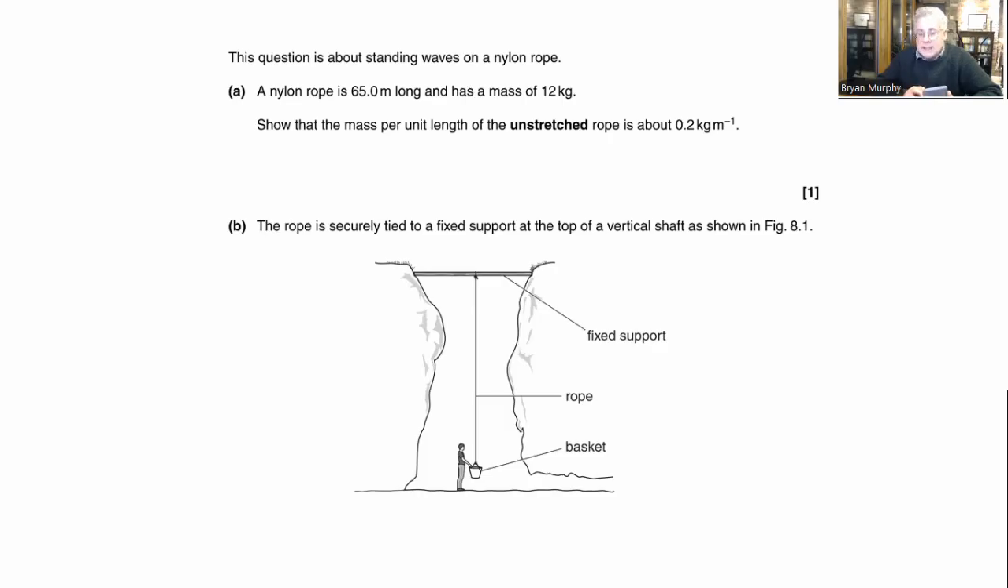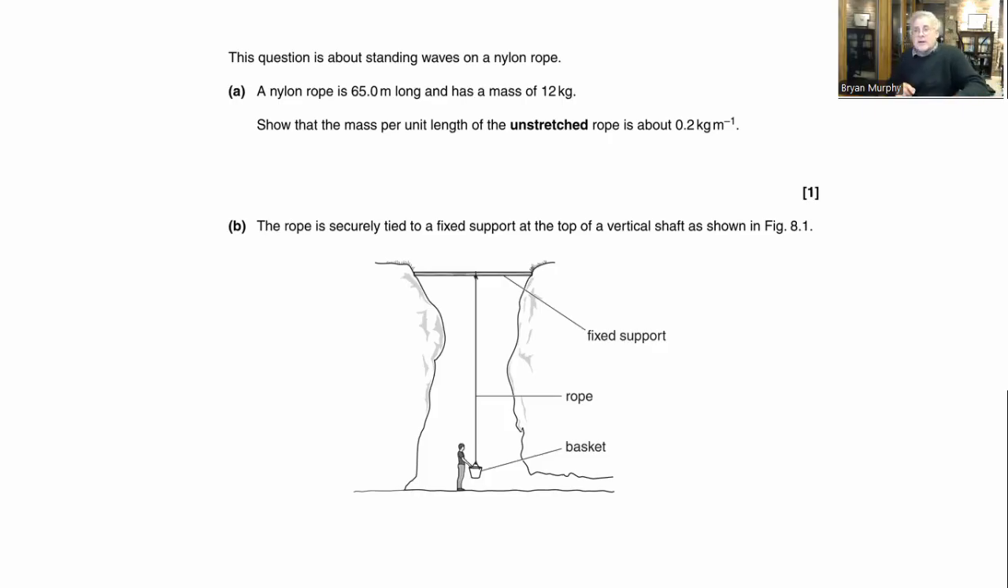So what's the mass per unit length? 12 divided by 65 is 0.18. So I would write, if it was worth more than 1 mark, 0.18, which is 0.2 to 1 decimal place. That's what they want. Sometimes they specify that in the mark scheme: you've got to do it to one more significant figure than they ask, then you can round it.